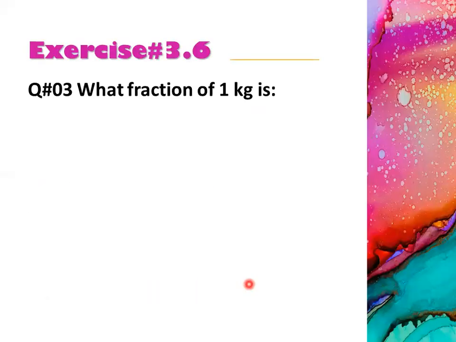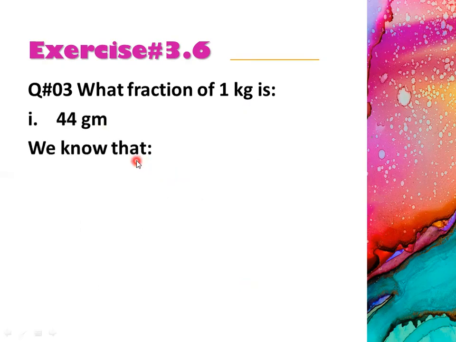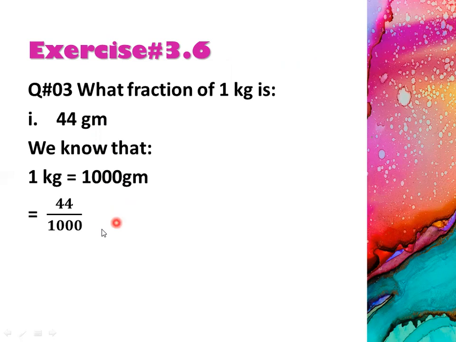Now the last question, what fraction of 1 kg is 44 grams? Again, first unit is kg and another unit is gram. So simply you will write, we know that 1 kg is equal to 1000 grams. So for this, what we will do, we will divide this 44 by 1000, just like this. And again, I'm going to divide it with 2. Okay. So 2 into 2 is 4, 2 into 2 is 4, 2 into 5 is 10, 0 and 0.